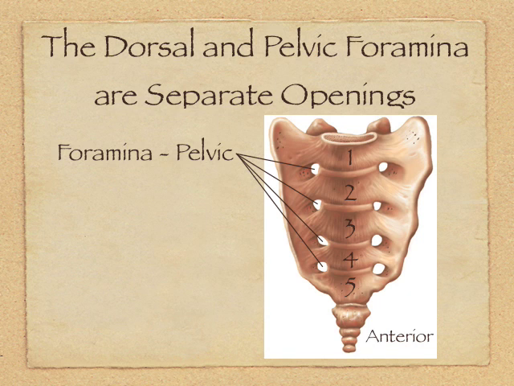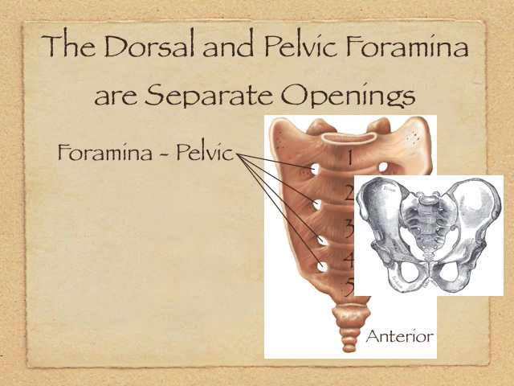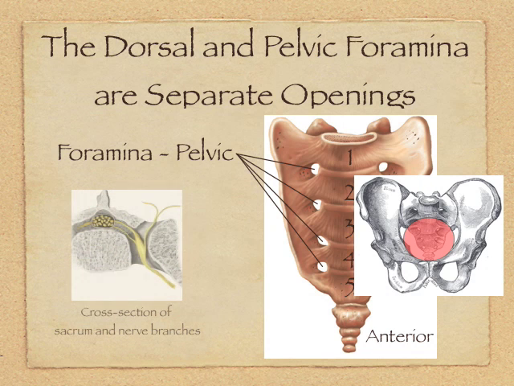The pelvic foramina are here, and this being the anterior part, you can see where this comes from. This anterior part of the sacrum faces right here into the pelvic cavity, and so we call them the pelvic foramina. You can see how these pelvic foramina are separate from the dorsal ones by looking at a cross-section of the sacrum. Imagine that we cut transversely or across the main structure of the sacrum.